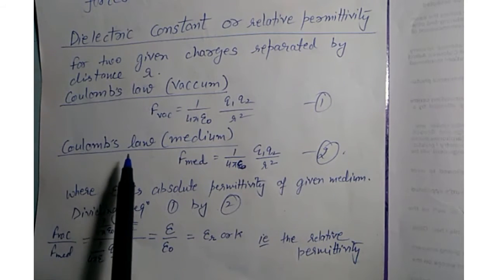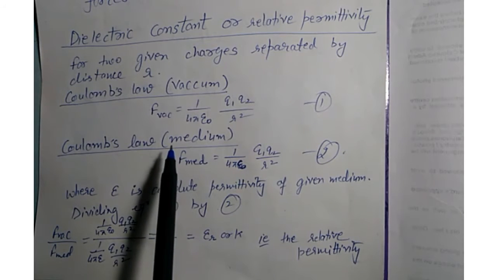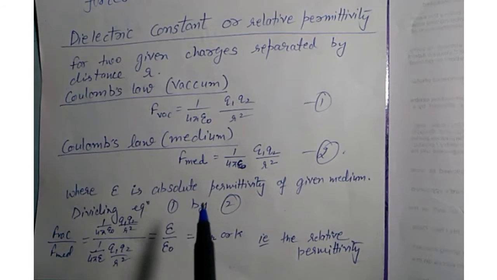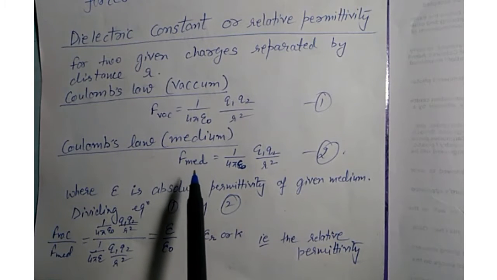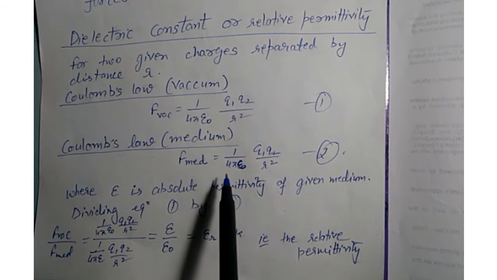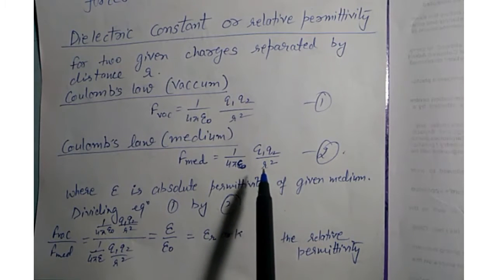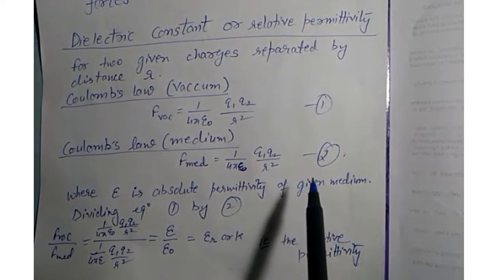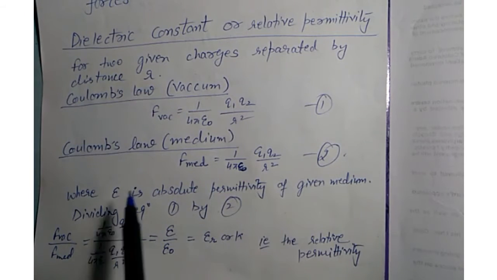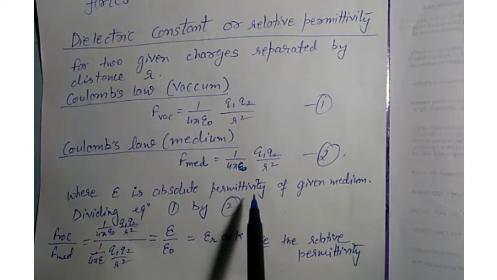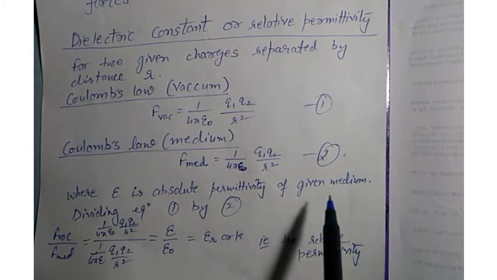Then when the charges are placed in a medium, according to Coulomb's law, the force in the medium is given by 1 upon 4 pi epsilon q1 q2 upon r square. Mark it as equation number 2, where epsilon is the absolute permittivity of the given medium.